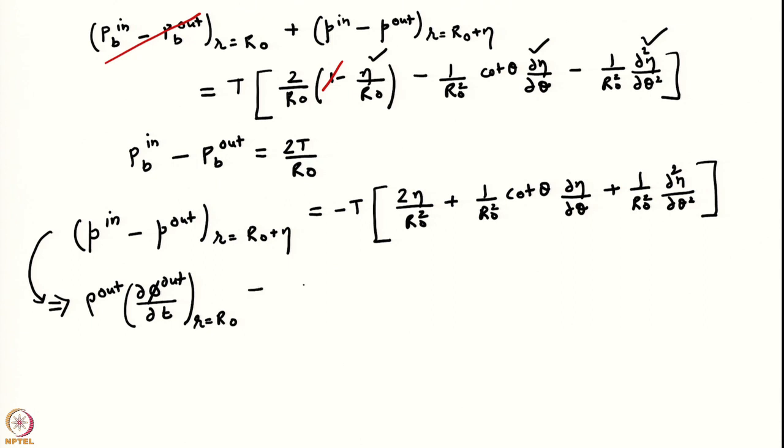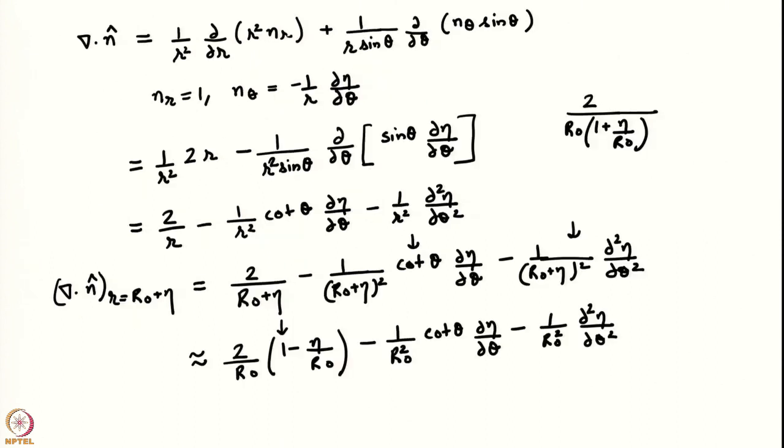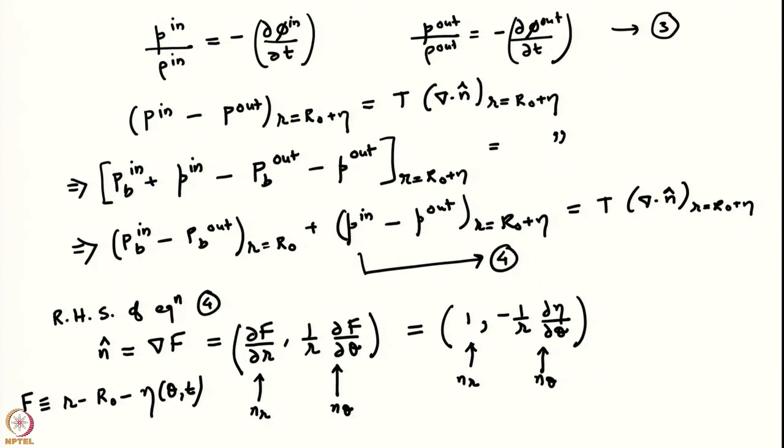And similarly for the other term, it will be rho in. Note that for pressure it was p in minus p out, for velocity potentials it will become out minus in, that is because there is a minus sign in the expressions for pressure. So, in equation 3 you can see that P in and P out both have a minus sign on the right hand side. So, that causes a flip.